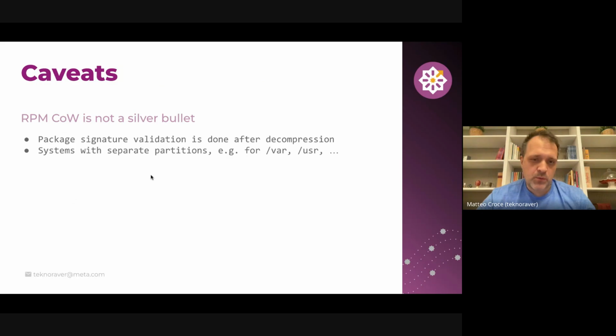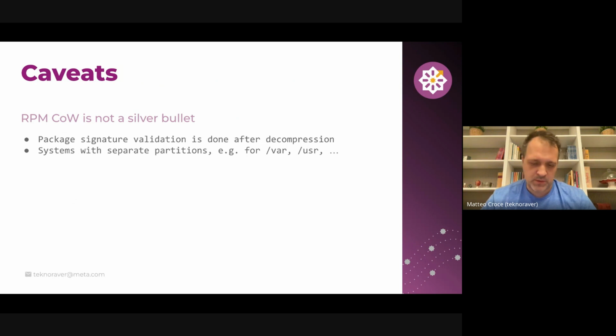It doesn't work on systems with a separate partition, because DNF stores the package files in /var/cache/dnf, and when you try to reflink the file data, the reflink can't cross the mount point boundary. So you need to use a single file system for rootfs and var. Otherwise, nothing bad happens.